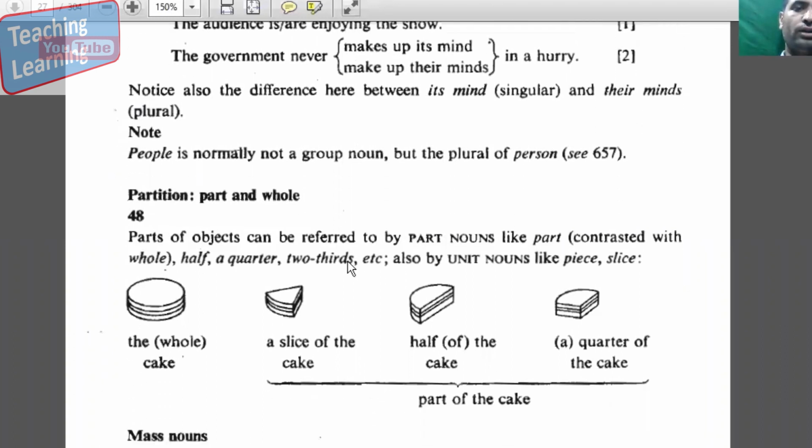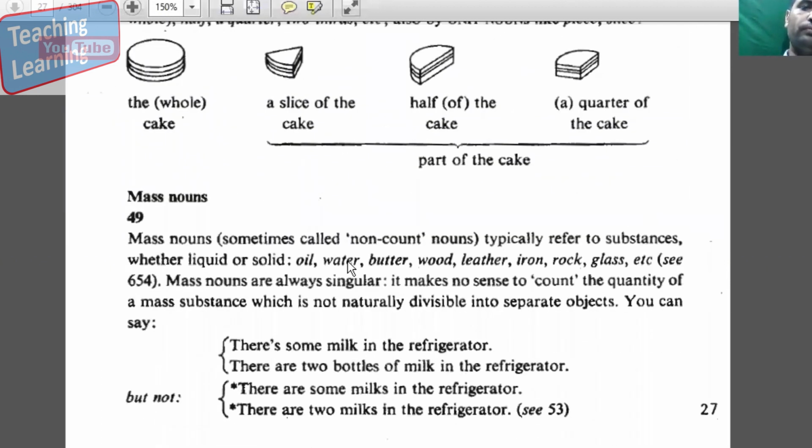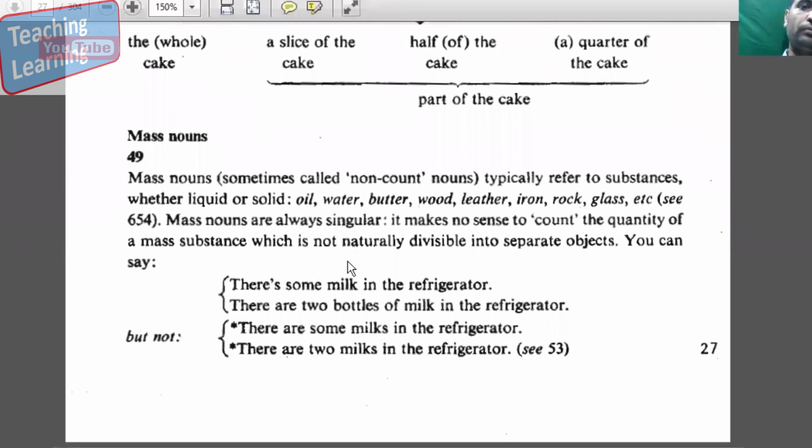Position, on the basis of partition: part and whole. The whole cake, a slice of the cake, half of the cake, a quarter of the cake, as you can see in the picture. One is whole, another is part. All three are parts, and the whole cake is a mass noun. A mass noun means we cannot count it. You can read the definition.